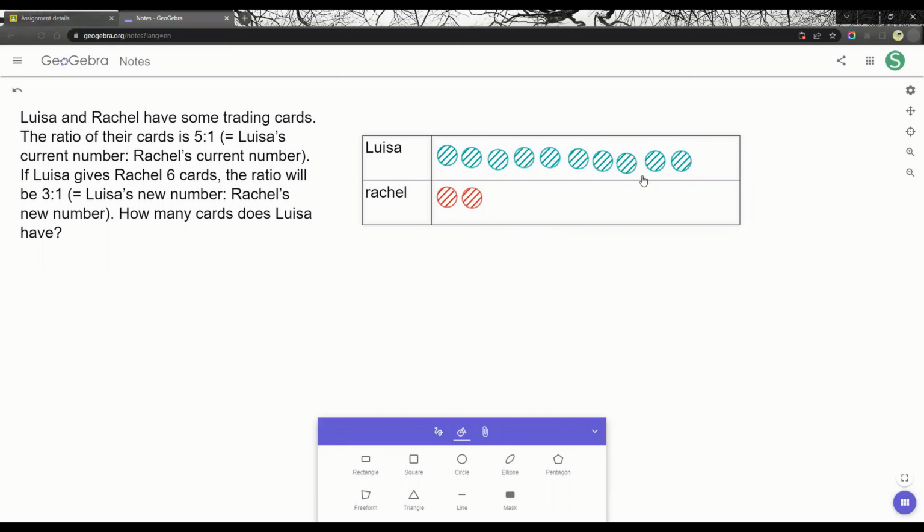And now, let's see, if we move one of these circles and give it to Rachel, Luisa has 9 circles and Rachel has 3. Now we've modeled out the hypothetical statement because Luisa has 3 times as many circles as Rachel. Luisa has 9 and Rachel has 3. This happened when we moved one of Luisa's circles over to Rachel's side.